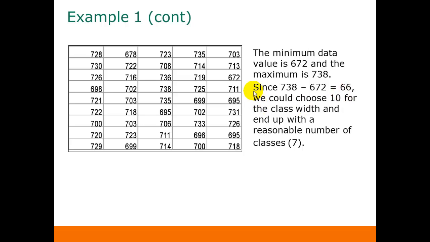Because at 66, we could go ahead and choose 10 for the class width. That would be an easy one to deal with. And that would give us a reasonable number of classes, because it would give us 7 classes. And again, because our data range is 66, if we divided that by 10, we'd get 6.6, and if we round up, that would give us 7 classes.